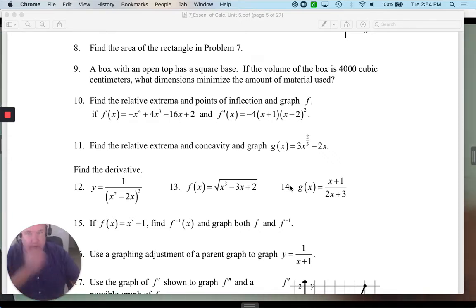All right. I have a function. I'm writing it down. You should write it down. I'm told the first derivative is negative 4x plus 1, x minus 2 squared. And it says find the relative extrema and points of inflection and graph f.